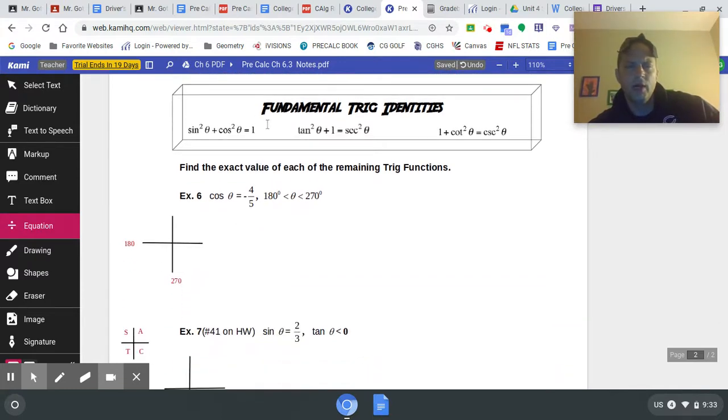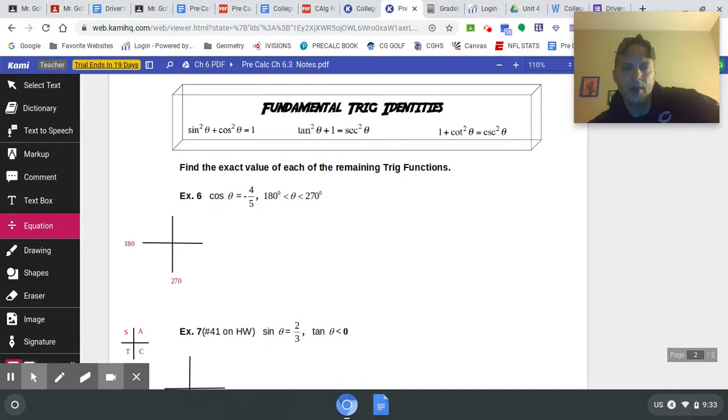Moving on here, we have some fundamental trig identities that we are not going to use. I'll just introduce you to them today. You've probably seen this before last year. Sine squared plus cosine squared equals 1. If I divide everything by cosine squared, you'll get tangent squared plus 1 equals secant squared. And if you take sine squared plus cosine squared equals 1, divide everything by sine squared, sine over sine is 1. Cosine squared over sine squared is cotangent squared, and 1 over sine squared is cosecant squared.